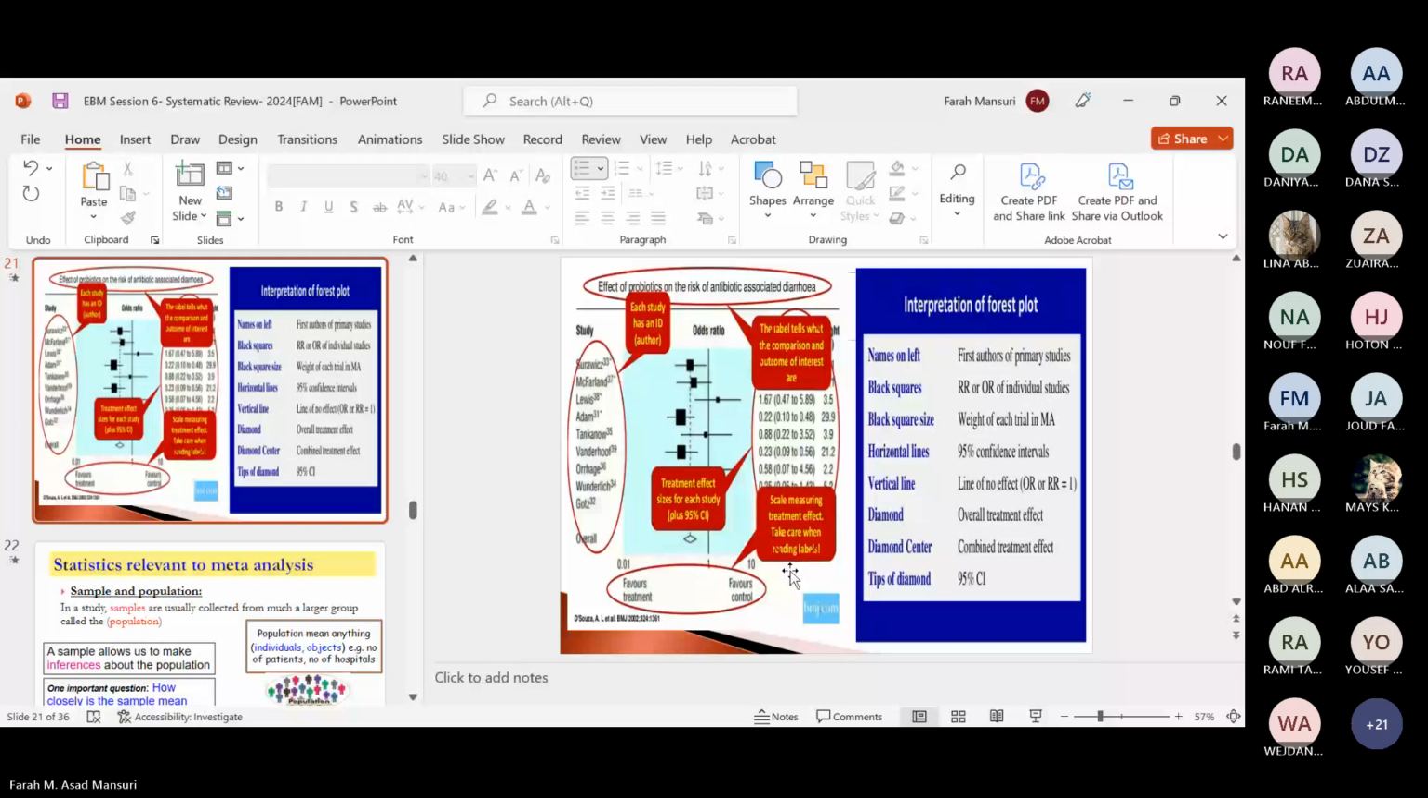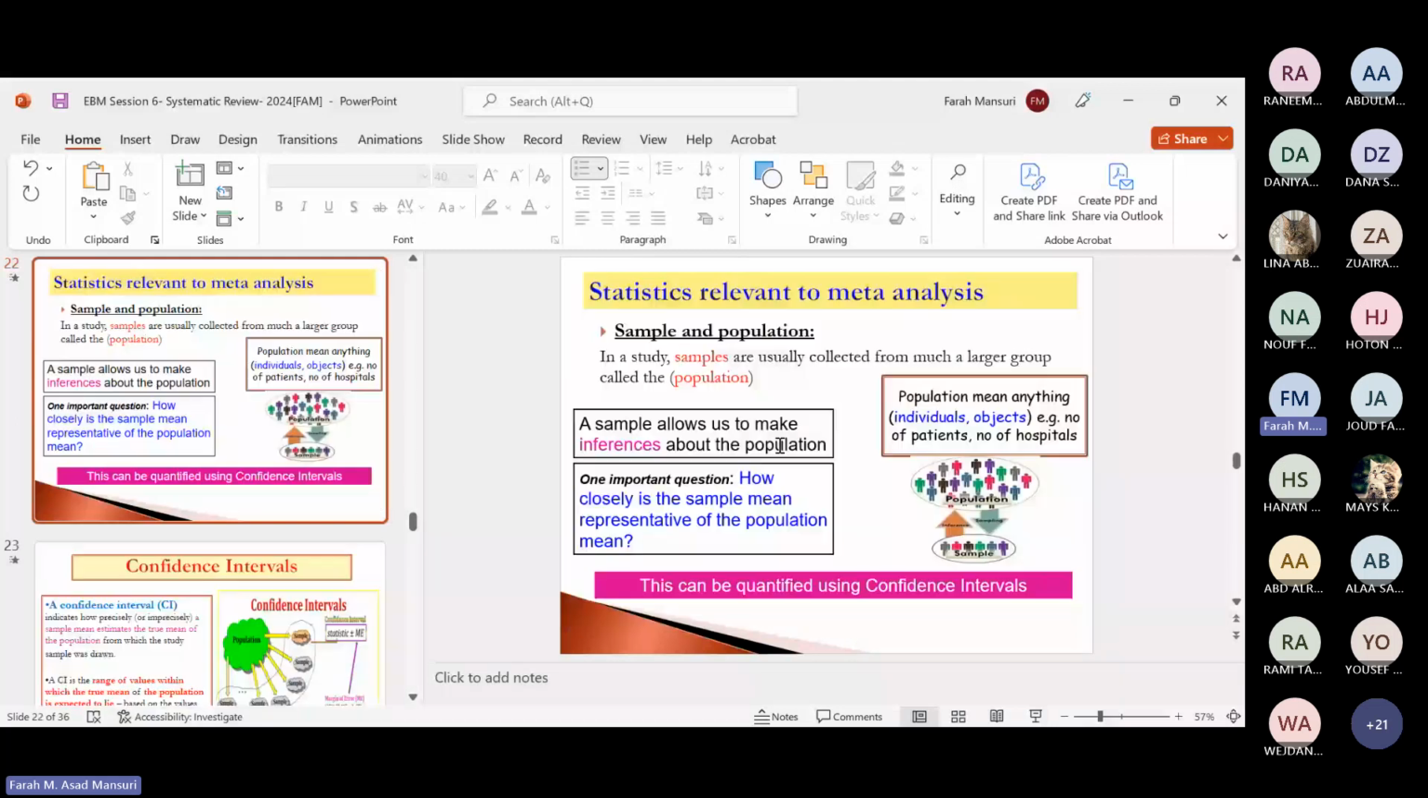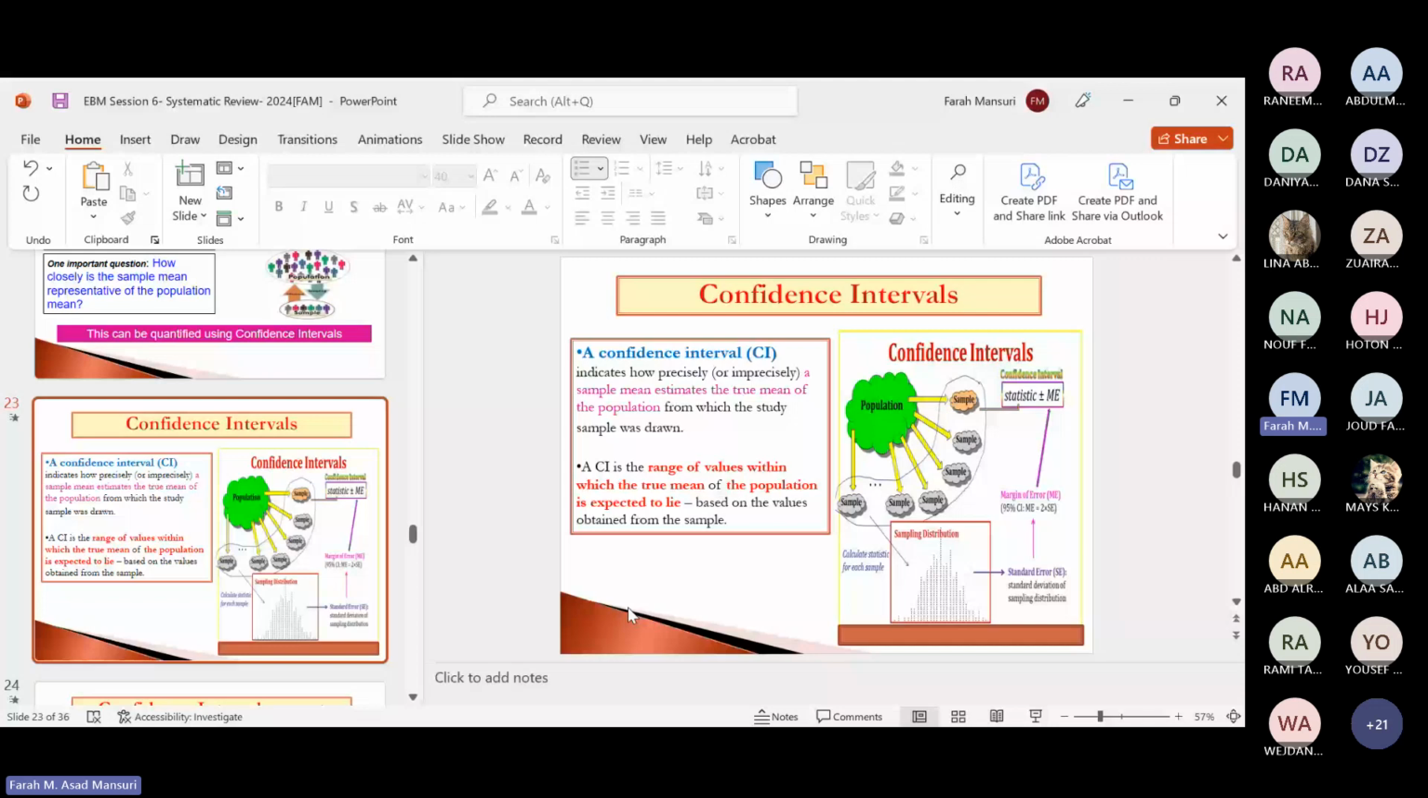Then what are the statistics relevant to the meta-analysis? This is again sample and population. So what is coming out of the total population is only a sample. The sample allows us to make inferences regarding the population. And the population can be anything. It can be individuals or it can be objects. This you have already probably covered.